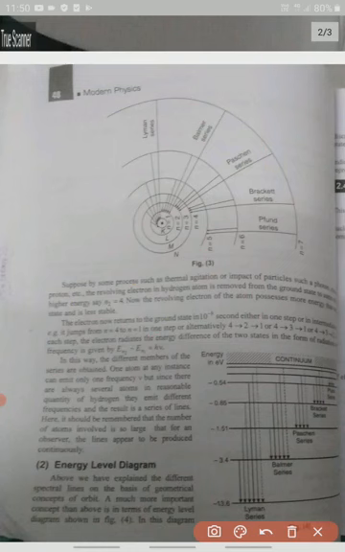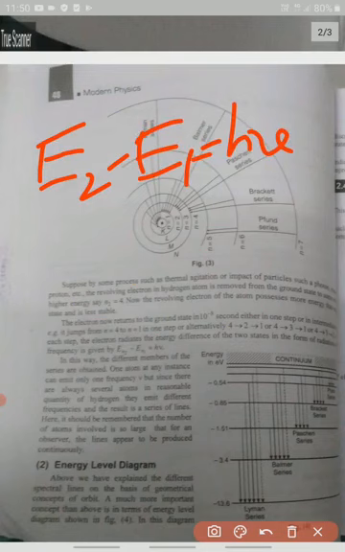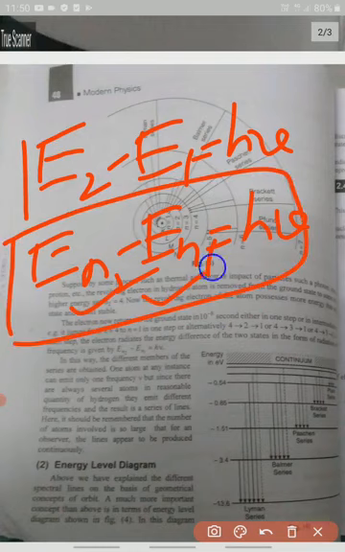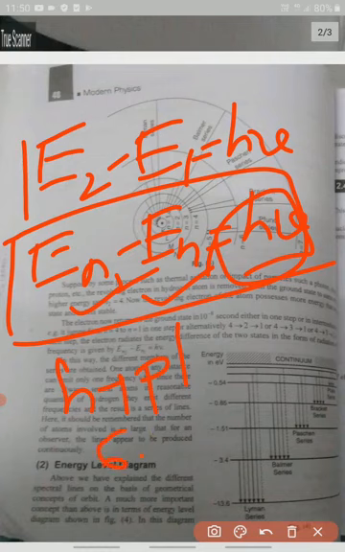So how much energy do these electrons emit? This is the formula: E2 minus E1 is equal to h nu. Or we can represent it as En2 minus En1 is equal to h nu. When electrons move from a higher energy level to a lower energy level, they emit this much energy. h is the Planck constant, as we already know. The value of the Planck constant is 6.634 into 10 power minus 34 joule second. Nu is the frequency of the radiation.